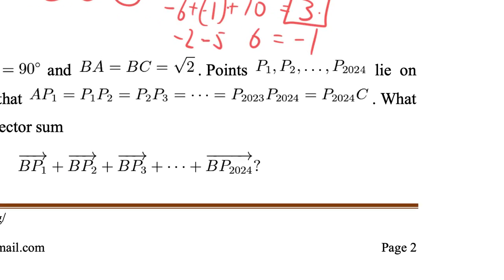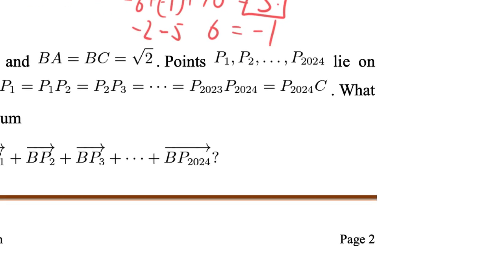So for this next one, we have an isosceles triangle, and it looks something like this. So an isosceles triangle, A, B, C, and we have evenly spaced points here on the hypotenuse, and there are 2024 of them. So from P1 all the way to P2024, and you want the vector sum of all the vectors stemming from B and into these P's.